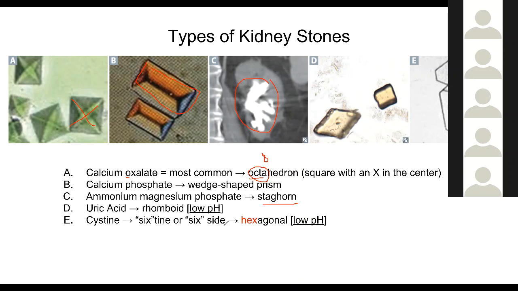And then uric acid is a rhomboid shape. So rhomboid is like this. It's sort of like a rectangle. And cystine is the same, where when you think of 6, think about 6 sides, so hexagonal. So that's how you remember the shape. So either by the shape of the stone or by the pH of the stone. Okay, all right. So that's all I'm going to ask you for the type of stone.